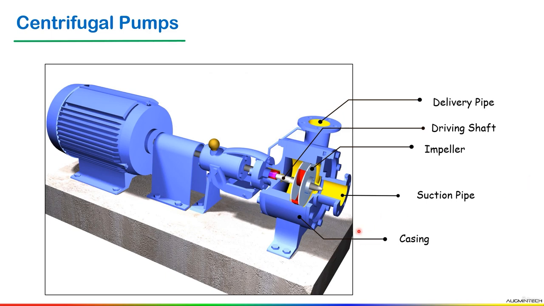Now the next one is the casing. The casing contains the liquid and acts as a pressure containment vessel that directs the liquid flow in and out of the centrifugal pump.